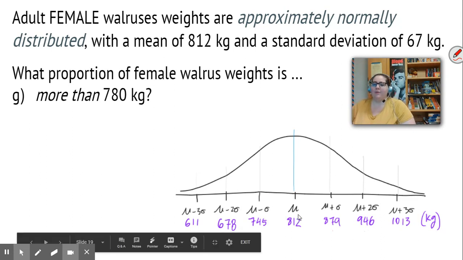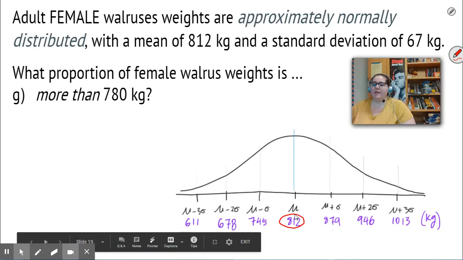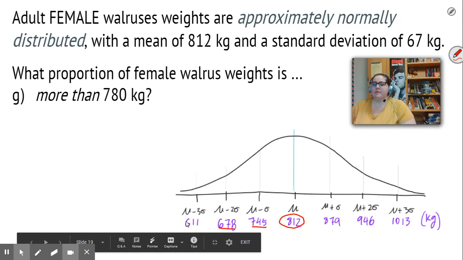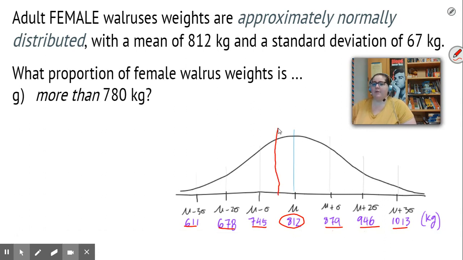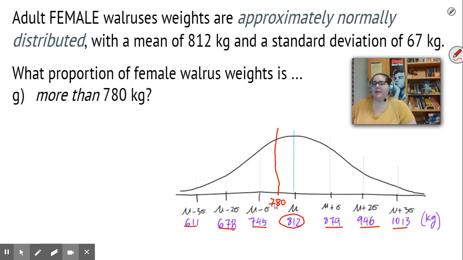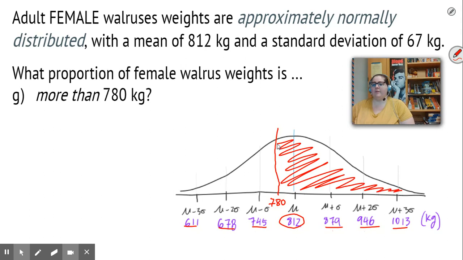So in terms of labeling, I would always say label the mean. It's really important. You don't have to put these standard deviation numbers on there every time, but at least label the mean, and then at least label the number that you are dealing with in this problem. So I'm going to label 780, right? So at least I know what value I'm dealing with. And then we want more than 780, so I'm going to shade to the right of that for that area.